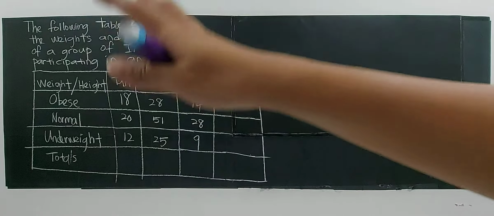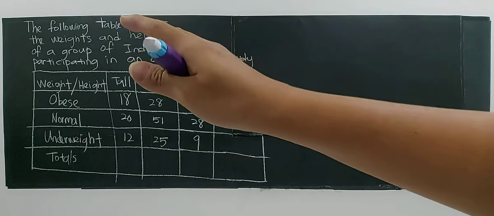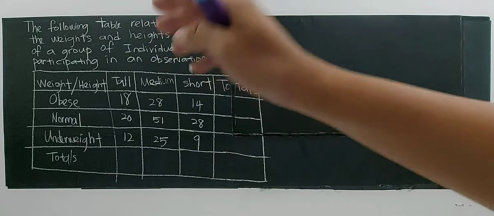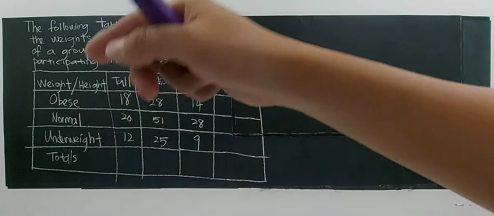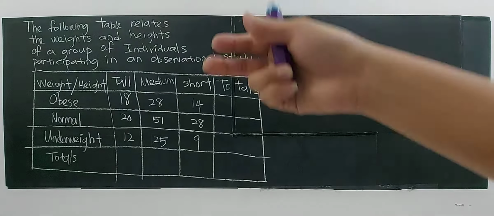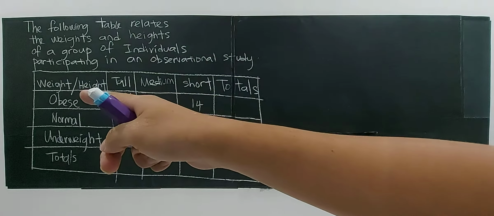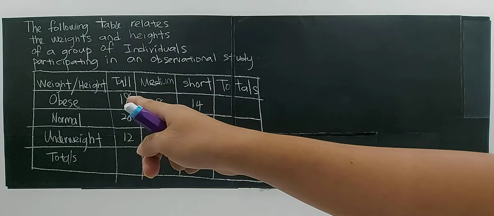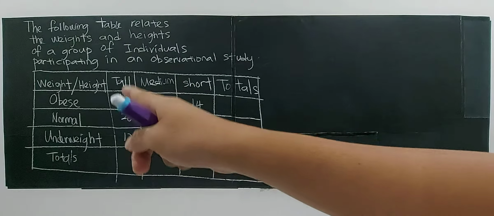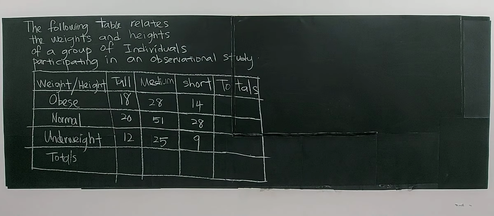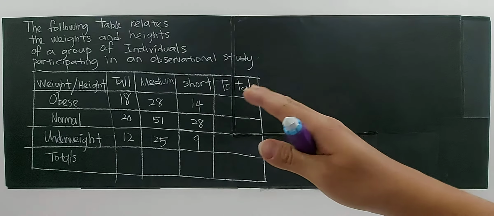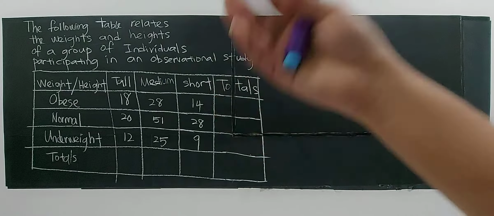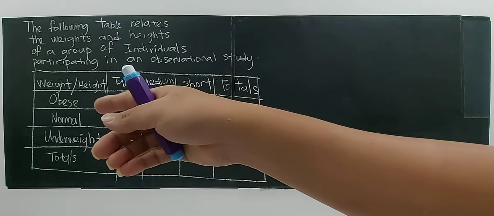So this is actually a contingency table, or we say table of outcomes, because we can get the data. For example, we want to know how many individuals are obese and tall, which is 18%, right? We have 18% which is tall and obese. If we want to know the total of normal, meaning that the weight is normal, very easy, right? We want to know the total number of individuals with normal weight.